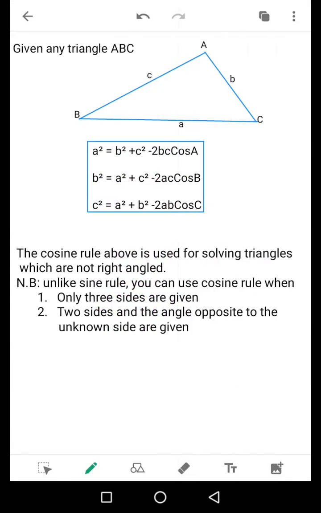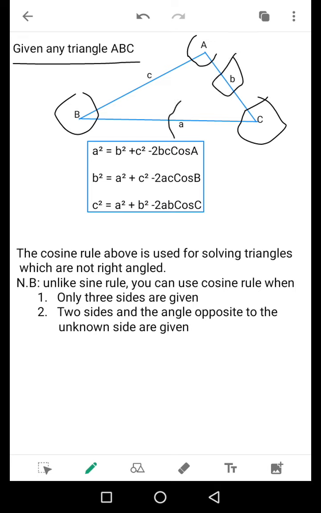Given any triangle ABC, we have A here, B, and C here. Opposite each angle is a distance, which is why we have distance B to the small letter B, distance A to the small letter A. It is directly opposite angle A, and so on. So from here we can bring out the formula.